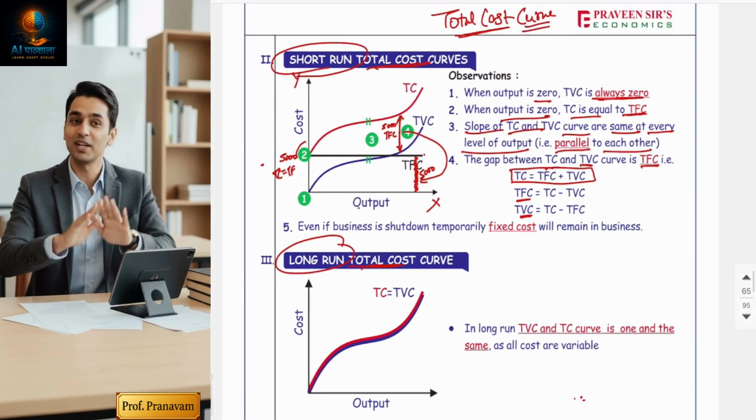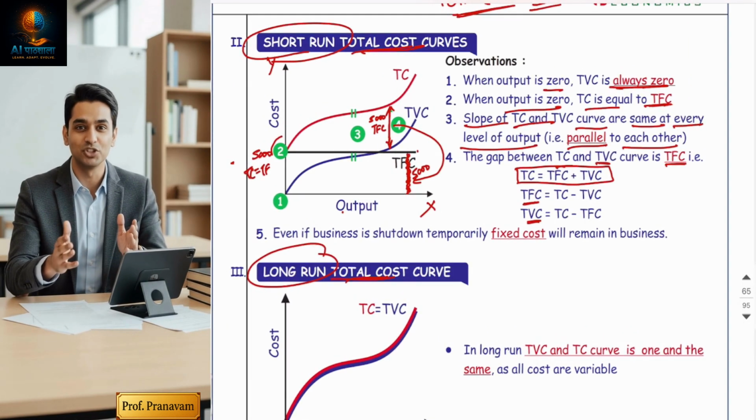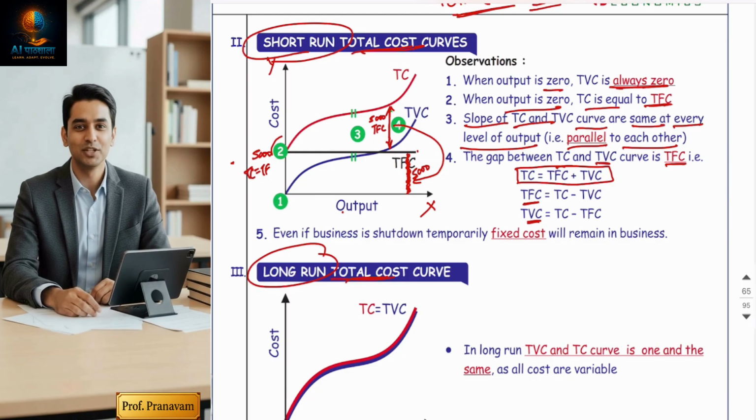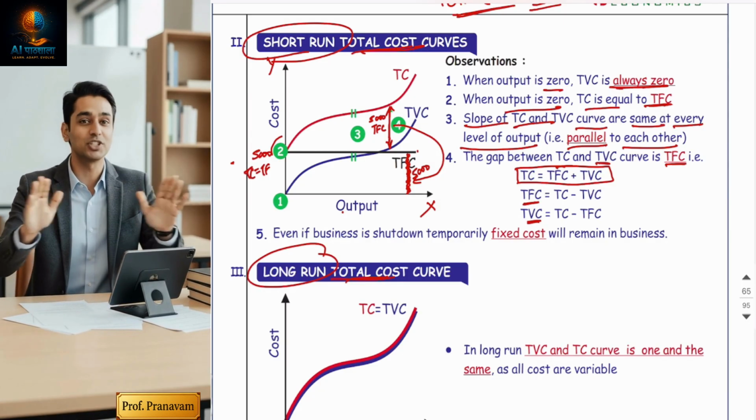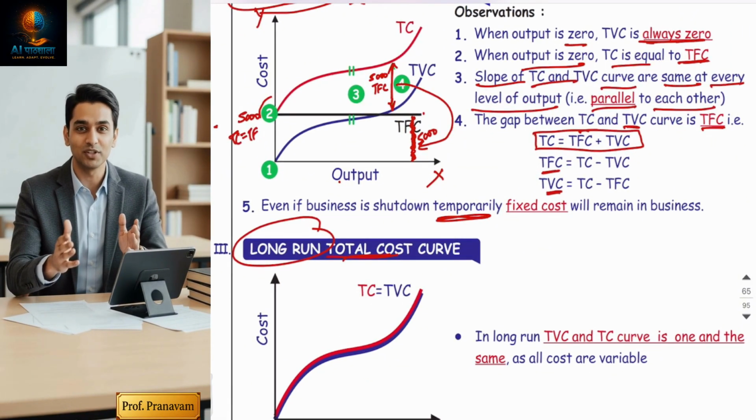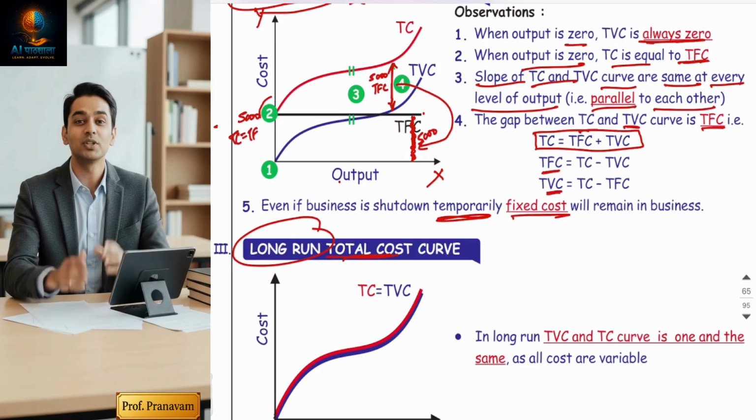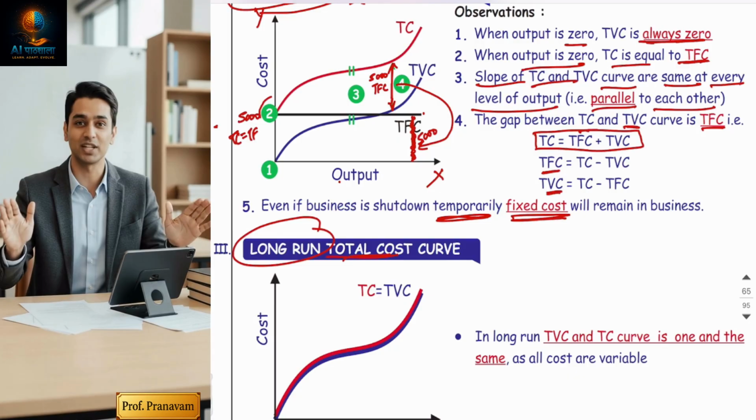Now, next is point number 5. Guys, even if you shut down your business temporarily, will all the costs become zero? Answer is no. Economics says even if you shut down your business temporarily, not permanently, one cost will be there, that is fixed cost. Are you sure? Yes, it's very practical.